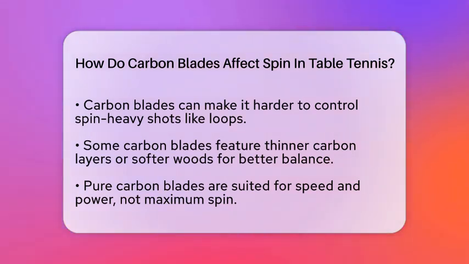If your goal is to generate a lot of spin, you might want to consider all wood or softer composite blades. These options are usually better suited for spin-focused play. Carbon blades are more appropriate for players who prefer a faster, more direct game with less emphasis on heavy spin.